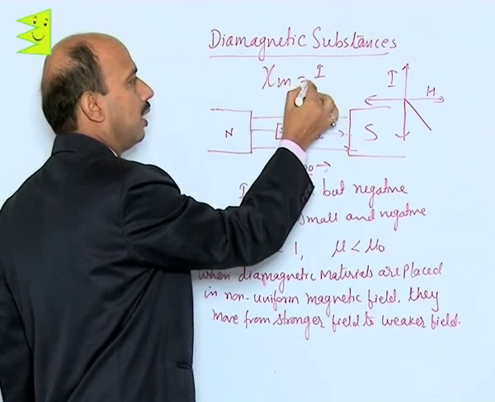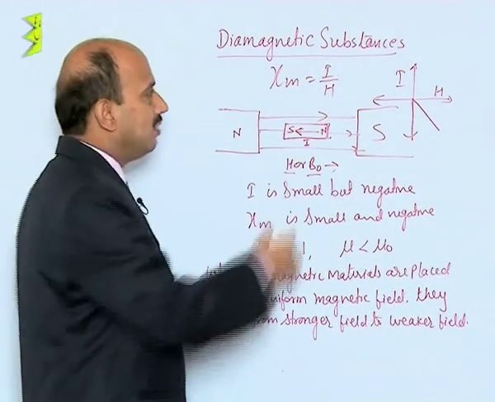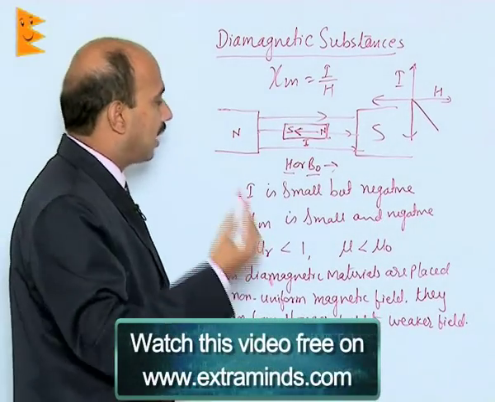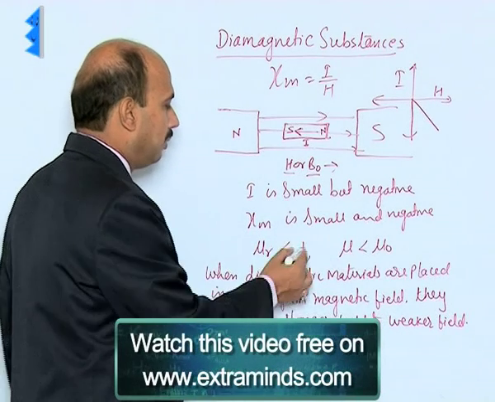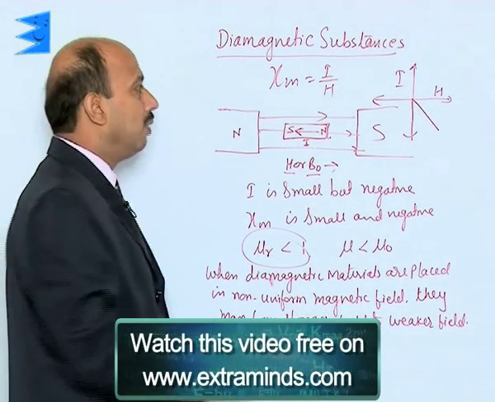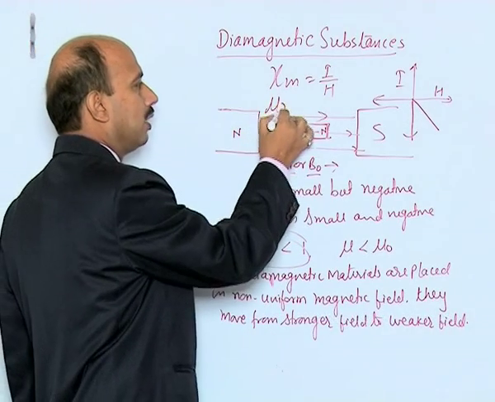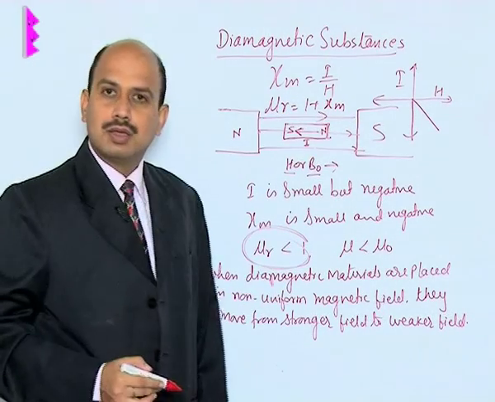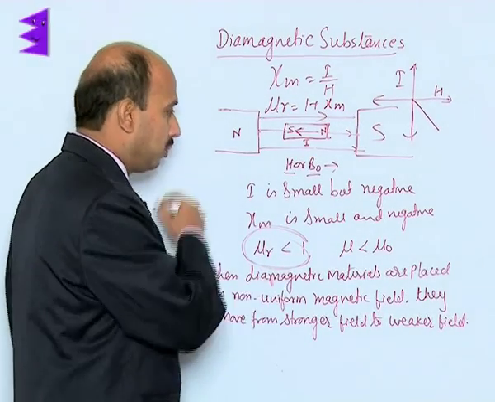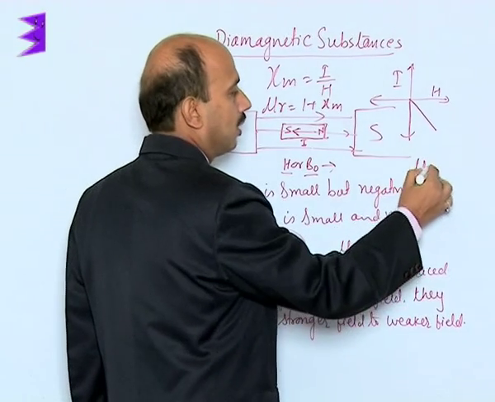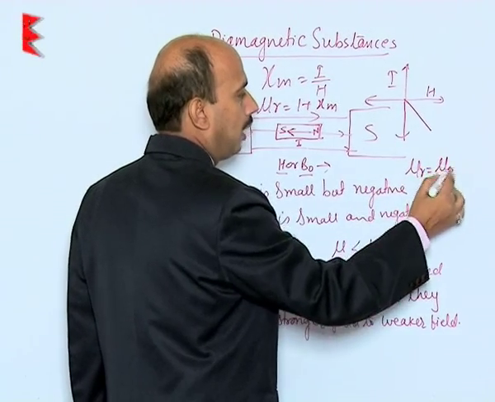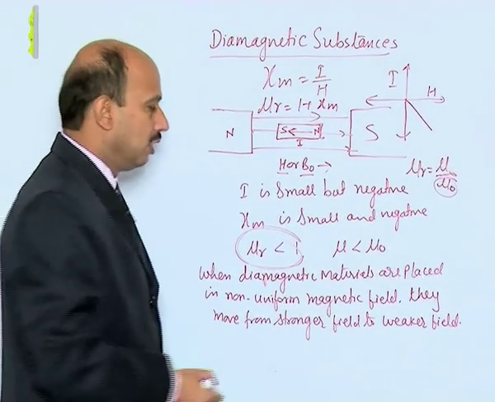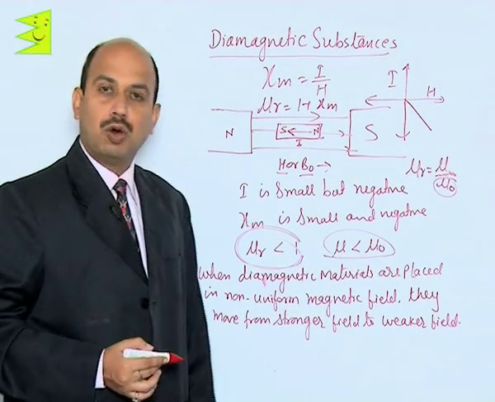Now if I is negative and has a small value, we know chi m is equal to I upon H. So if I is negative, obviously chi m is negative and has a small value. If chi m is negative and small, then mu r is less than 1, because we can write mu r is equal to 1 plus chi m. So mu r is less than 1. Since mu r is equal to mu upon mu naught, where mu naught is the permeability in free space, obviously mu is less than mu naught.